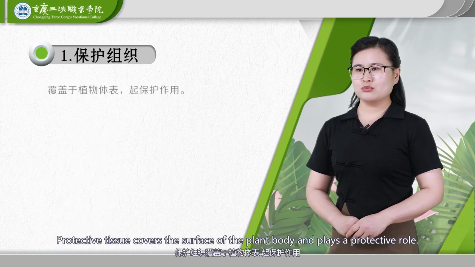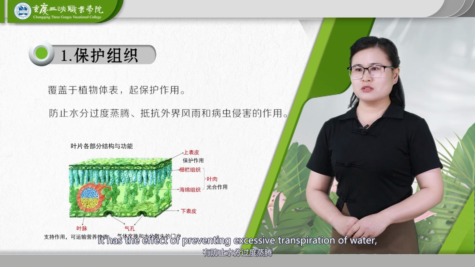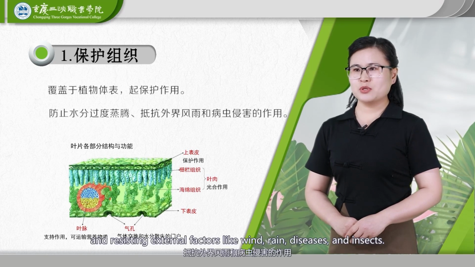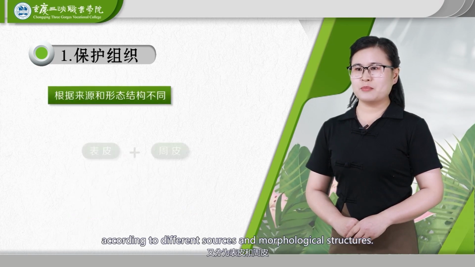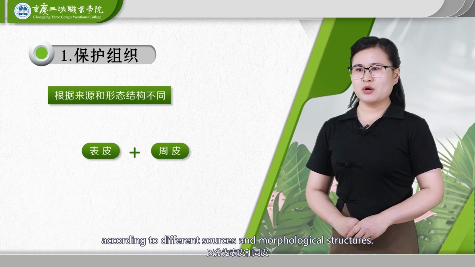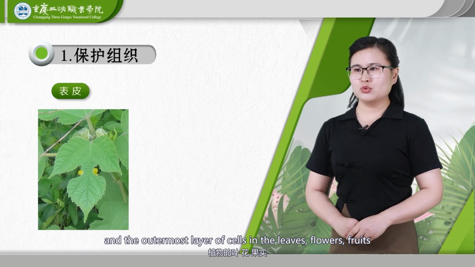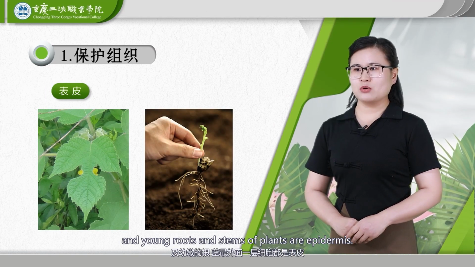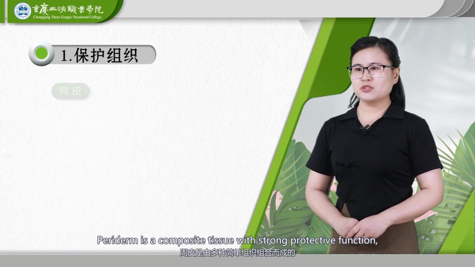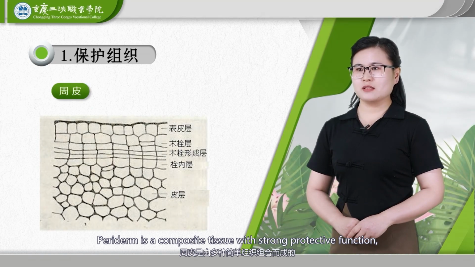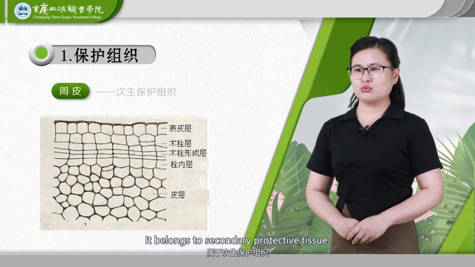Protective tissue covers the surface of the plant body and plays a protective role. It has the effect of preventing excessive transpiration of water and resisting external factors like wind, rain, diseases, and insects. It can be divided into epidermis and periderm according to different sources and morphological structures. The epidermis generally has only one layer of cells, and the outermost layer of cells in the leaves, flowers, fruits, and young roots and stems of plants is epidermis. It is classified as primary protective tissue. Periderm is a composite tissue with strong protective functions. It belongs to secondary protective tissue.